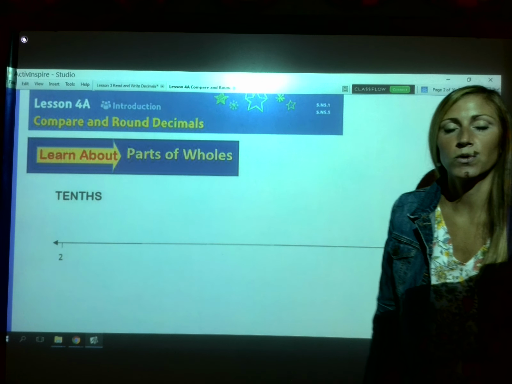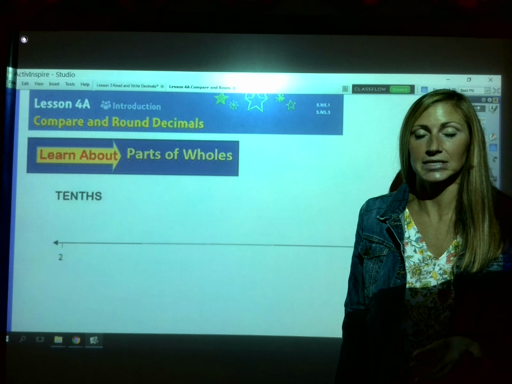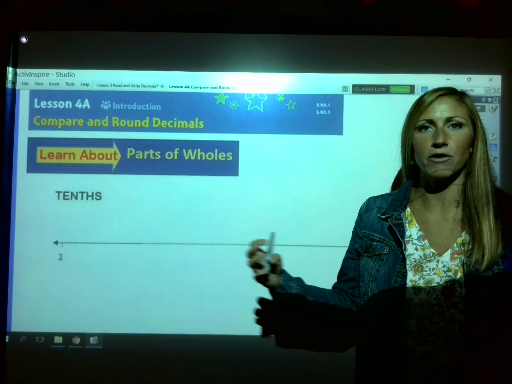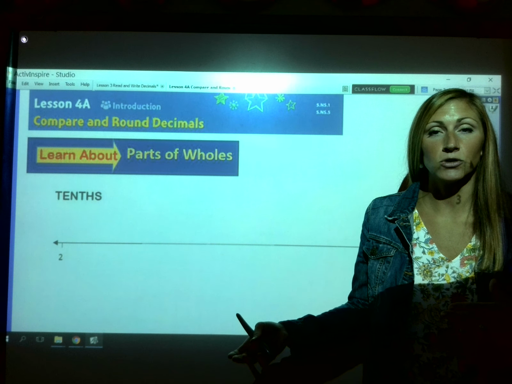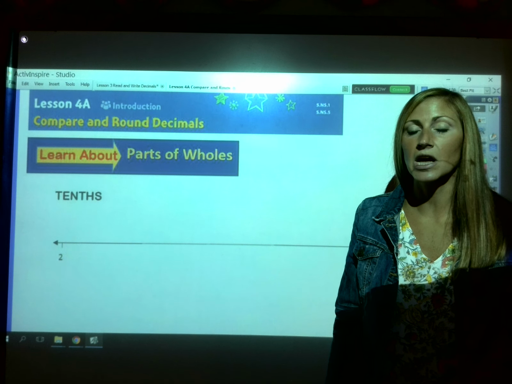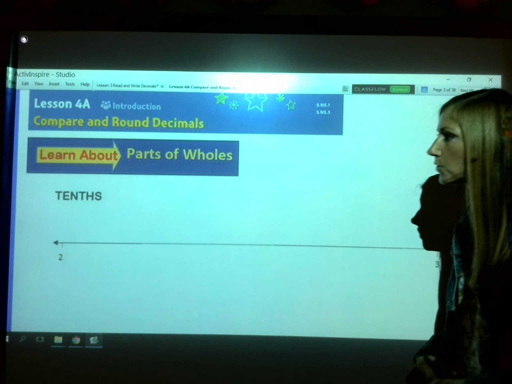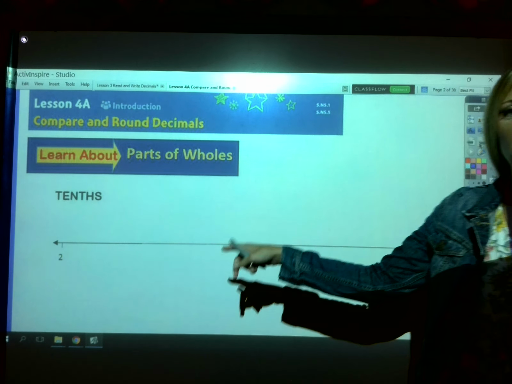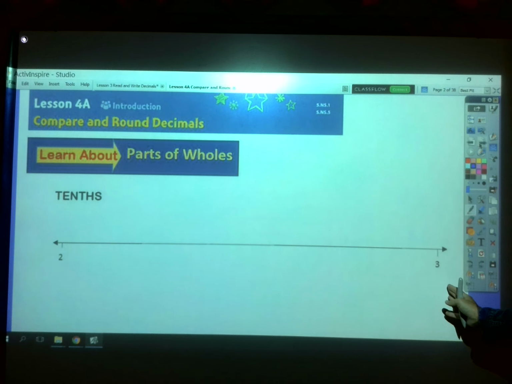So the first thing we want to make sure we feel really comfortable with is number one, number lines. Seeing these values on a number line can easily help us compare and to round. So we are going to first discuss looking at parts of wholes on a number line. You can see on my number line here, I start with 2 wholes and it goes all the way to the next whole, which is a 3.